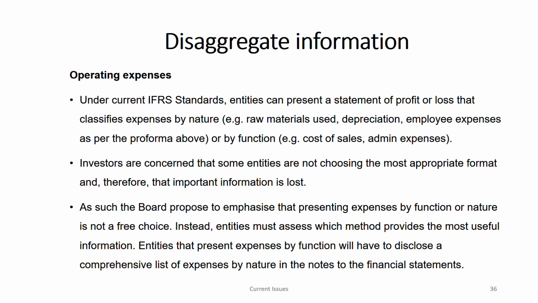The board is now proposing that when you are presenting expenses, they are emphasizing that whether by function or nature, it is not a free choice anymore. It's not that whatever you wish, if I want to show by function, I will show by function, and if I want to show by nature, I will show by nature. It's not like that anymore. Instead you have to present in such a way that will give the most useful information for your user. If you feel for your company presenting expenses by function is better, then do so, otherwise by nature.